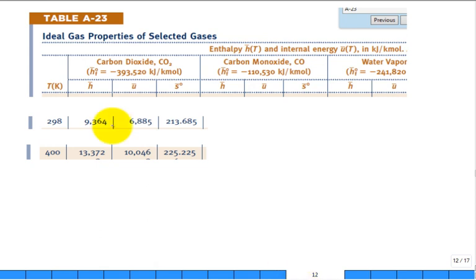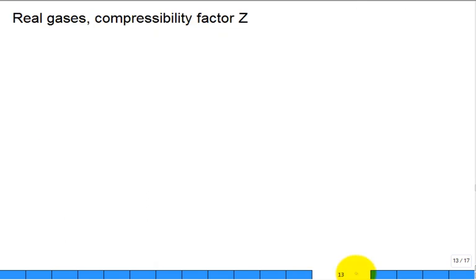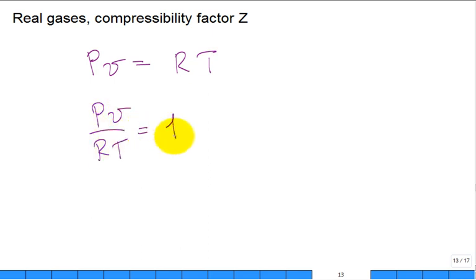That was to get the property values out of this table. Last concept before we move on. Sometimes gases don't behave as pure, perfect ideal gases, PV equal to RT. Most of the time, PV divided by RT is perfectly equal to 1, and it behaves as an ideal gas. But sometimes they compute PV over RT, and it's not equal to 1. And so they'll say, well, it's equal to Z, whatever Z is.